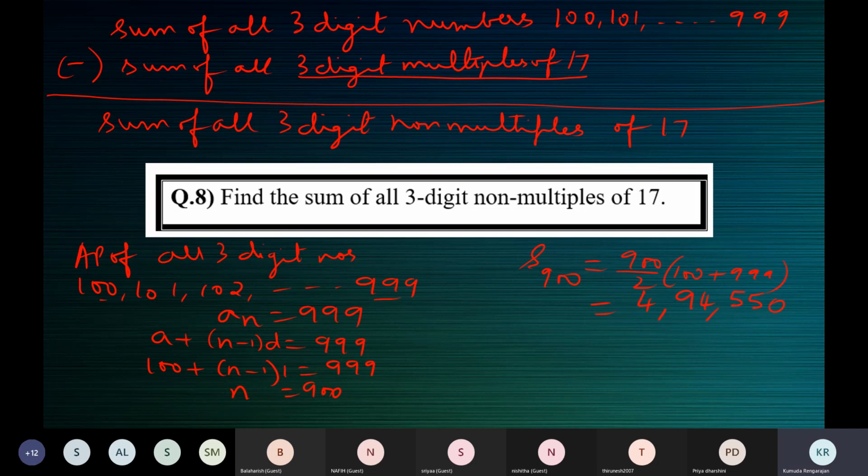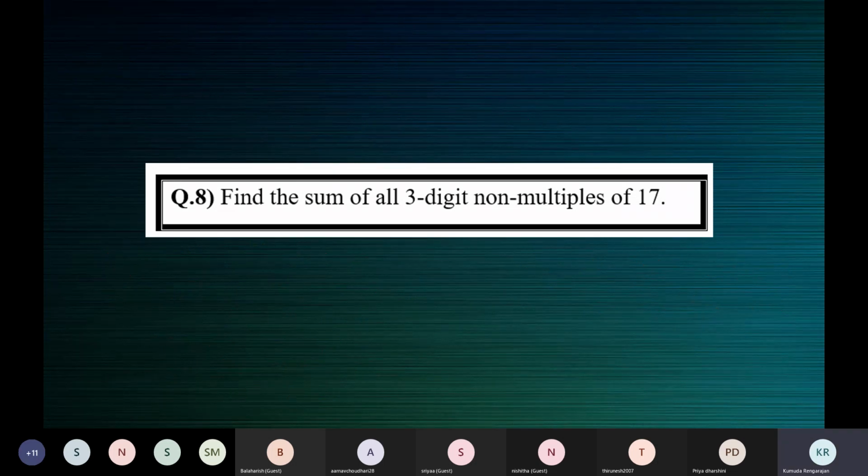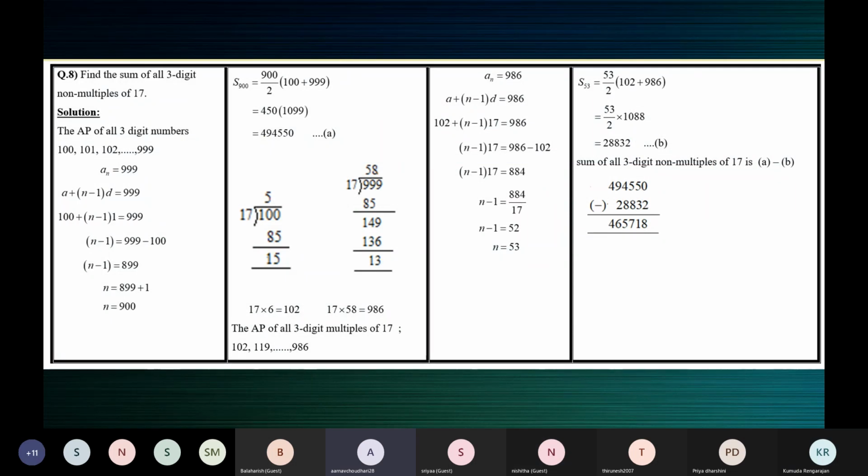53. So you will find S53. What is S53? 28,832. Perfect, Arnav. Yes, 28,832. And the difference is the sum of all the 3-digit non-multiples of 17. Very good. 4,65,718. Those who have finished, please check your answer.